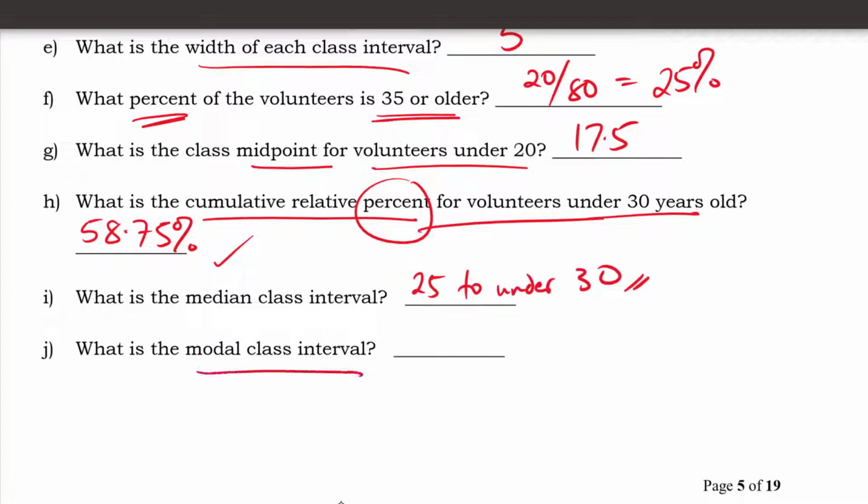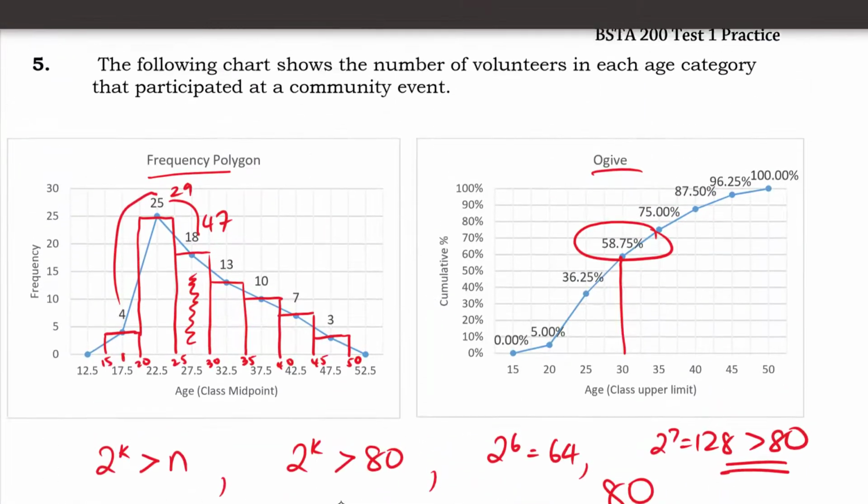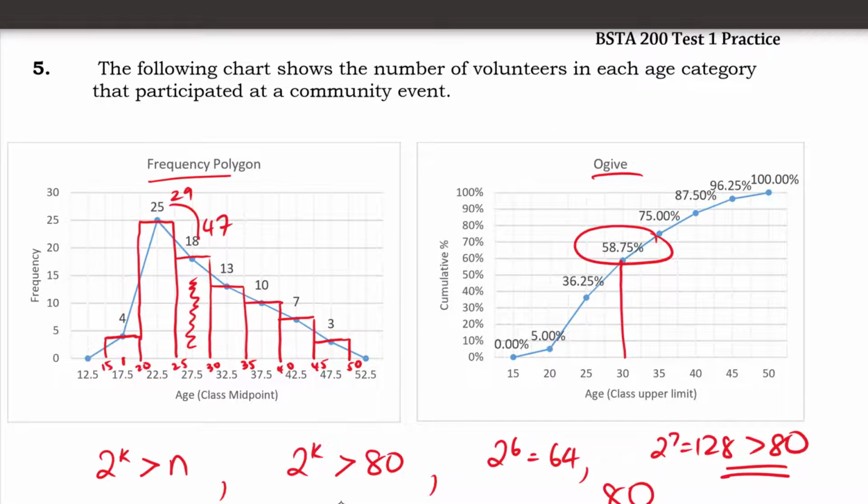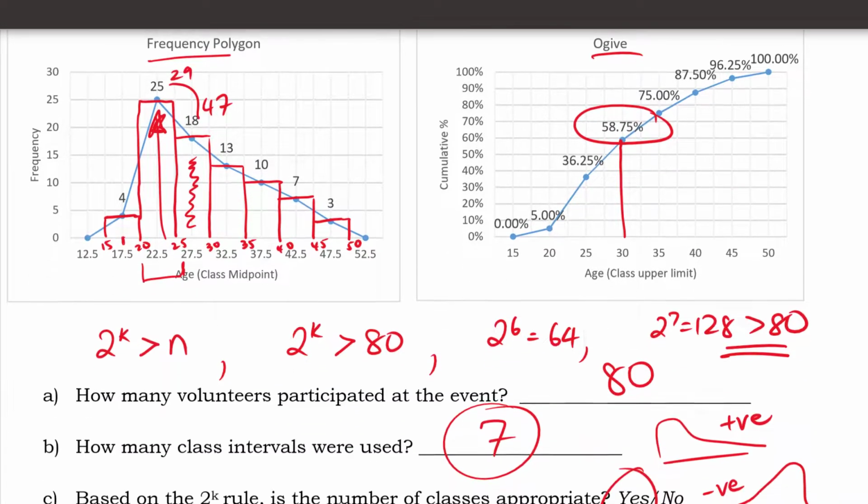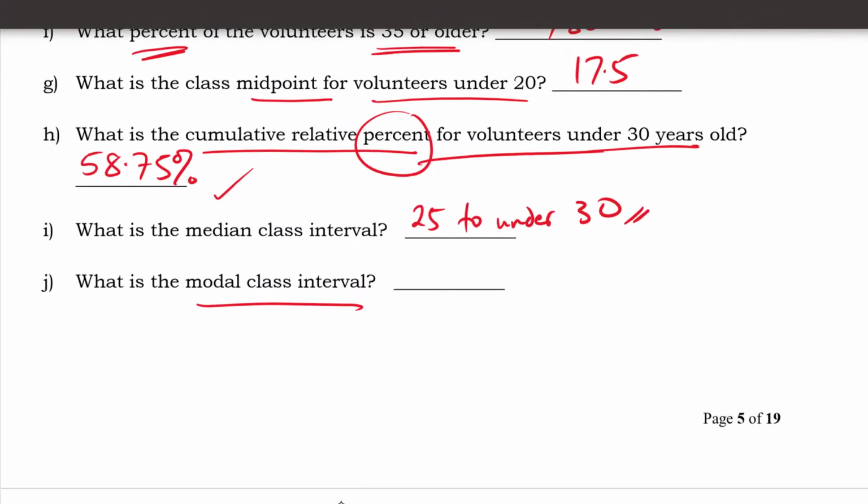And of course, the modal class interval is the class interval with the highest frequency. So we go up here and look for the class interval with the highest frequency. And over here, it is this tallest bar. So it's that class that goes from 20 to under 25. That will be the class interval with the highest frequency, the modal class.